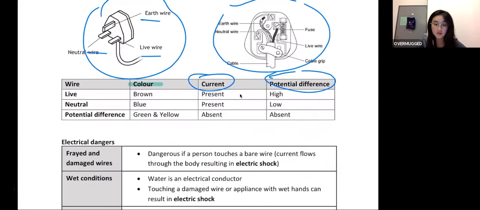potential difference. In a live wire, there is current as well as potential difference. In a neutral wire, remember the name is neutral, which means it doesn't really care, it doesn't want to do anything. So it has current but no potential difference. Then the last one, this is the wrong one. This is your earth wire. Sorry. Your earth wire is just a safety precaution. It will have no current and no potential difference if your appliance is working fine.